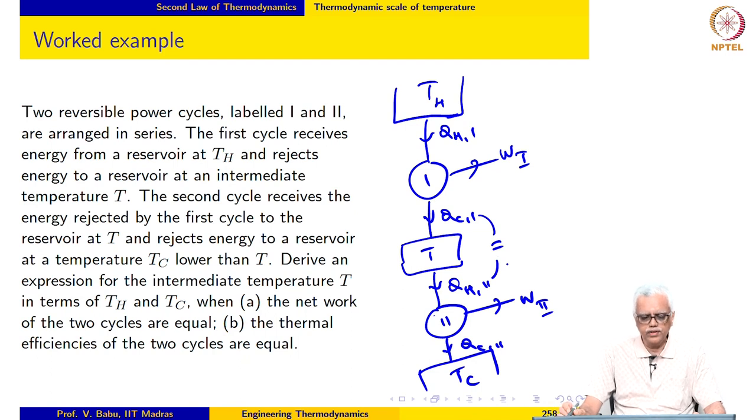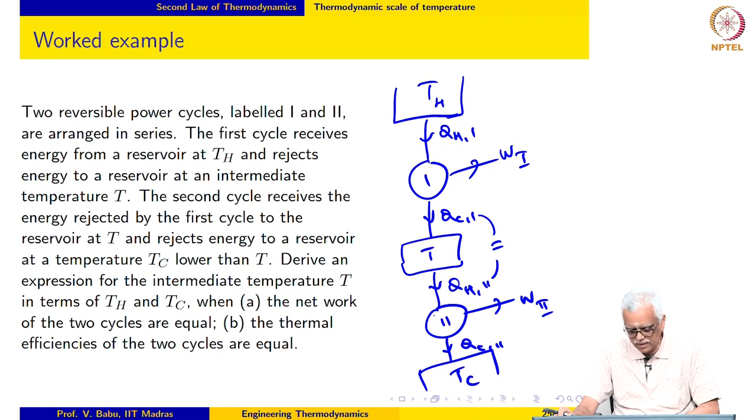Okay. Now, we are asked to derive an expression for the intermediate temperature T in terms of TH and TC when the net work of the two cycles are equal and the thermal efficiencies of the two cycles are equal. So, from the given problem statement, you must be able to draw a schematic or a block diagram like this. It is very important for analysis of problems using the second law statements and the kind of things that we are doing. You should be able to sketch a block diagram with the information that is given and fill in as many details as possible.